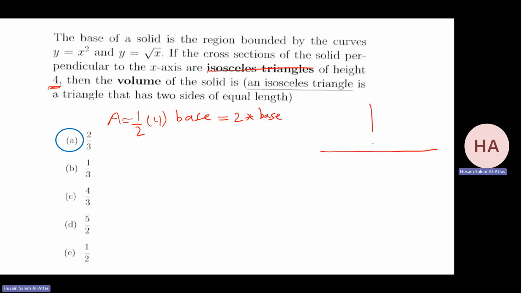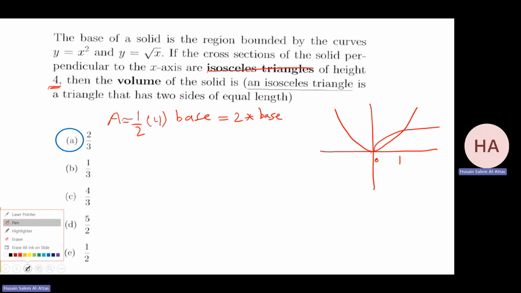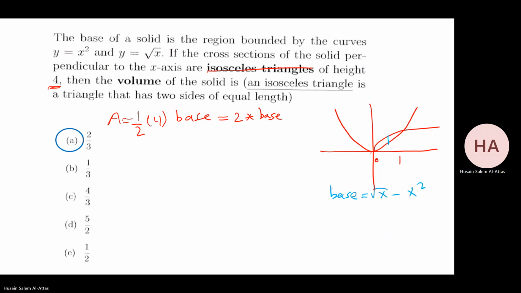So now let me see what is the base. The base of the solid is the region bounded by the curves y equals x squared and y equals square root of x, from 0 to 1. That will be my base. So the base will be what? It will be square root of x minus x squared.